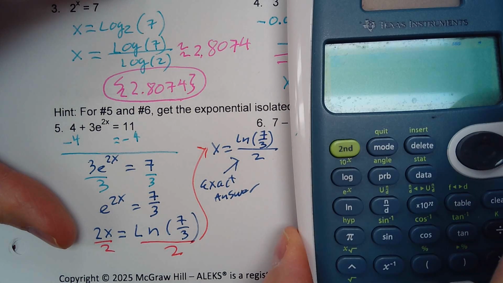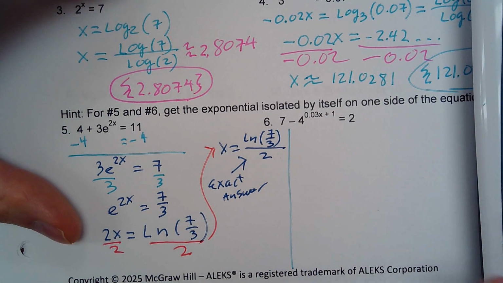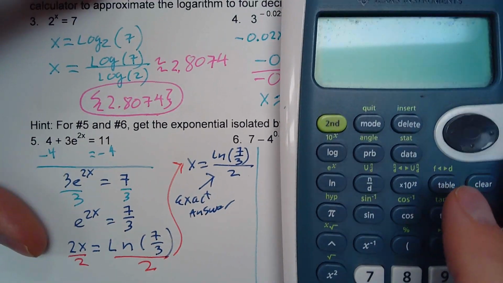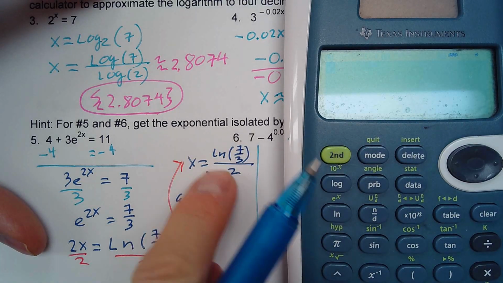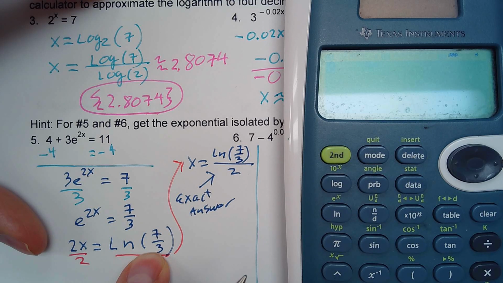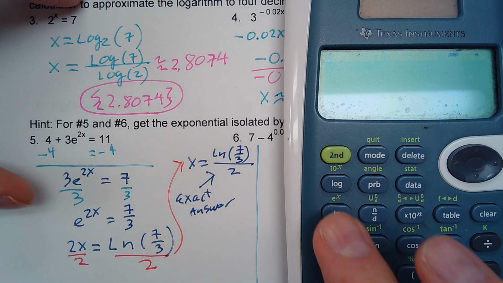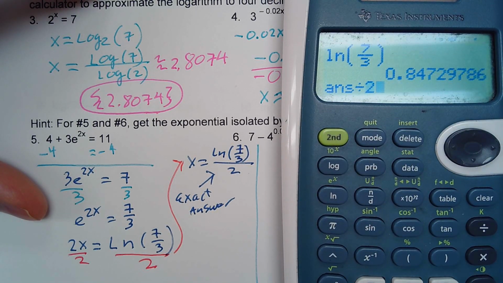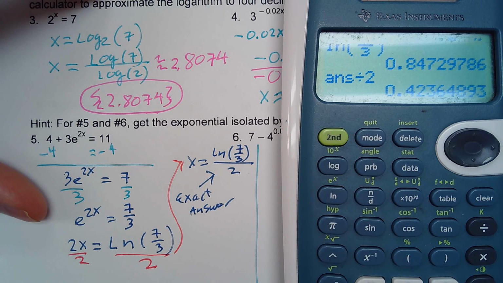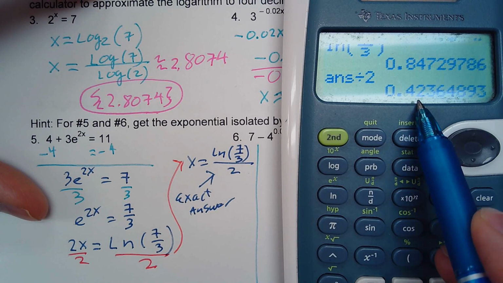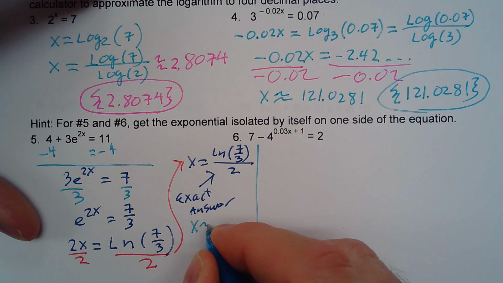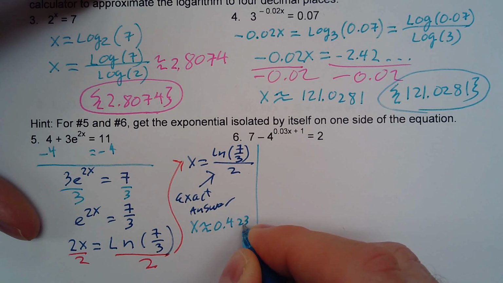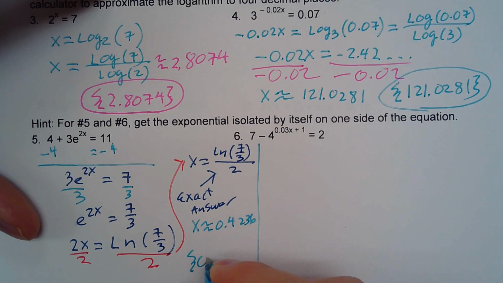Now, most of the time in the real world, we're not interested in the exact answer. We need to get an approximation. So let's do that here. You can actually put this directly in a calculator: calculate the natural log of 7/3, and then divide the answer by 2. I like doing it that second way. So I'm going to do the natural log of 7/3 first, and then divide the answer by 2. If we round off, that's approximately 0.4236. So that would be our approximation.